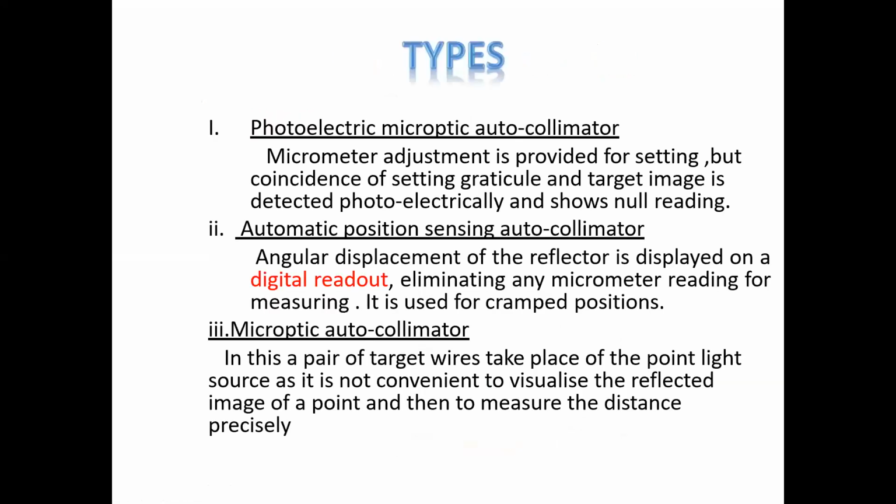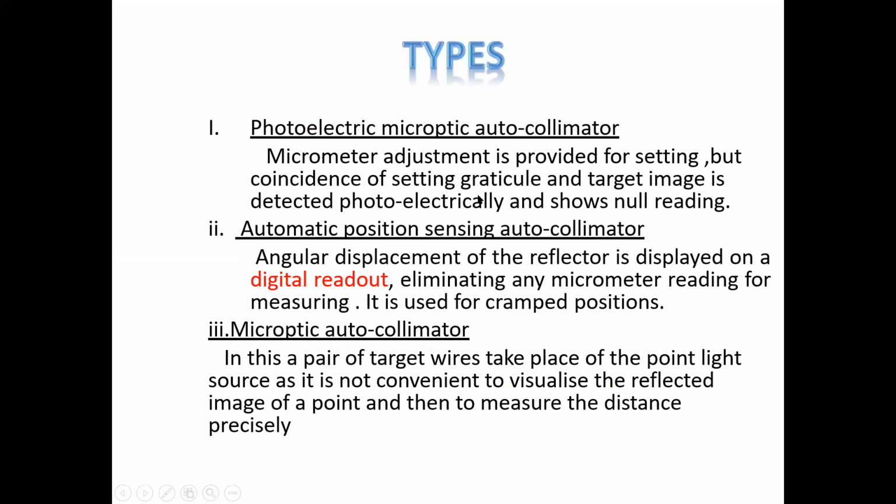Right. What are the different types of autocollimators? Different types are available based on their available features, like the photoelectric and micro-optic autocollimator. In this case, the micrometer reading is to be noted.